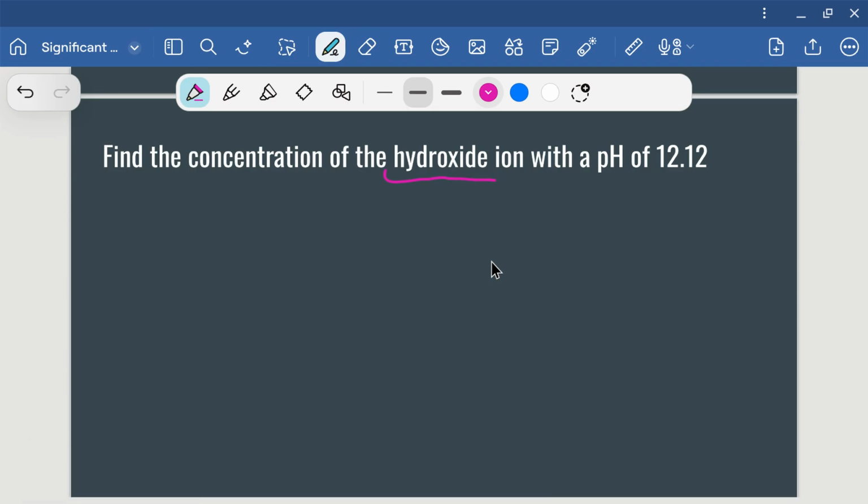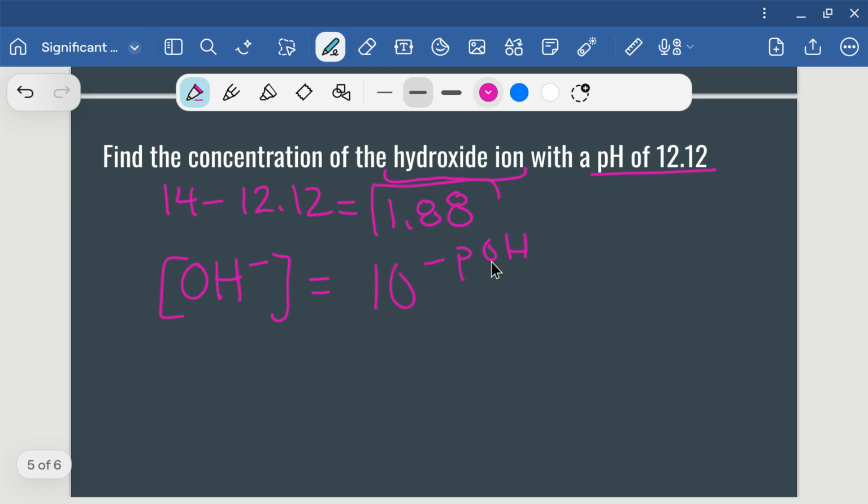If you're with hydroxide, you're dealing with a base, not an acid. So you'd want to take the pH first and subtract it from 14, so that you are dealing with the pOH, so a base. So 14 minus 12.12, we get 1.88. And then if you want the hydroxide ion, then we'd have to remember that the hydroxide concentration is 10 to the negative pOH. And that's what we calculated here.